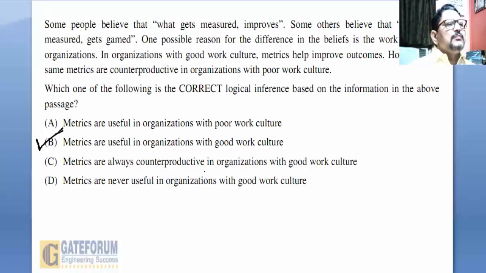Metrics are always counterproductive in organizations with good work culture. Obviously, I hope you are understanding that it's again saying the opposite. So it's not a logical conclusion. And metrics are never useful in organizations with good work culture. No. In good work culture, metrics help you improve outcomes. So improvement of outcomes is usefulness. So this is also false. So we find after seeing all the options that this option B still remains. So that's the right one.